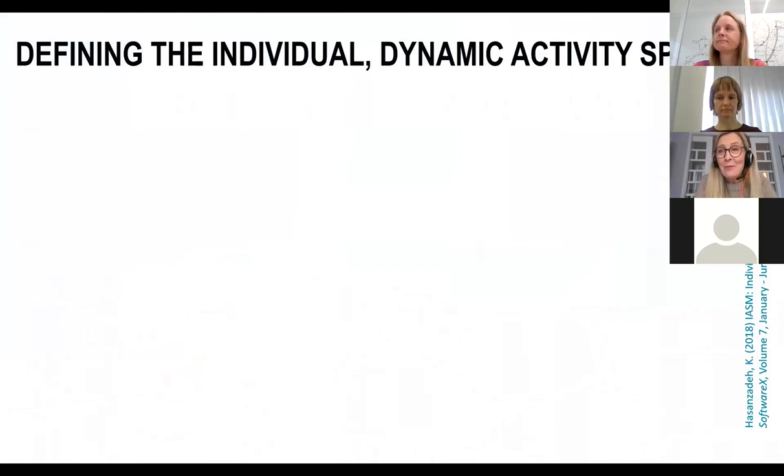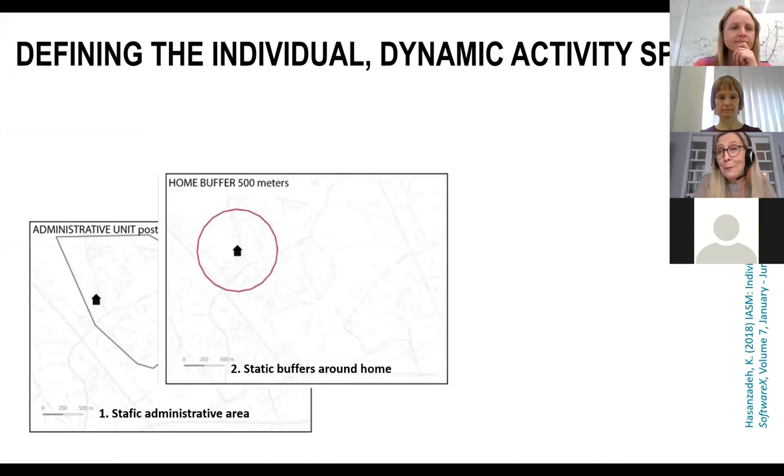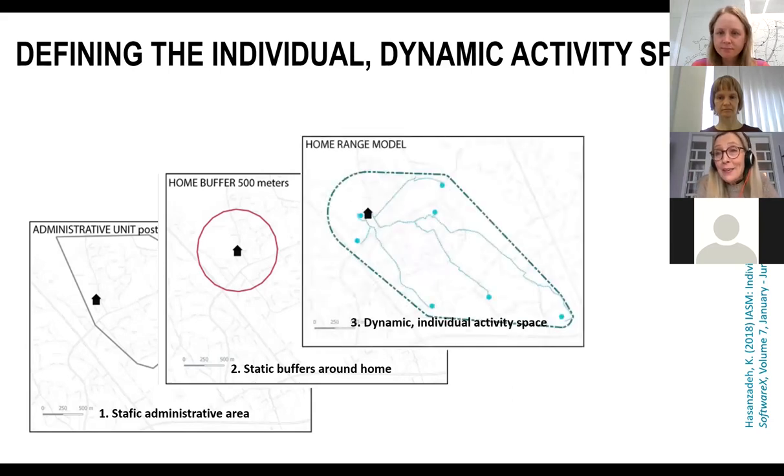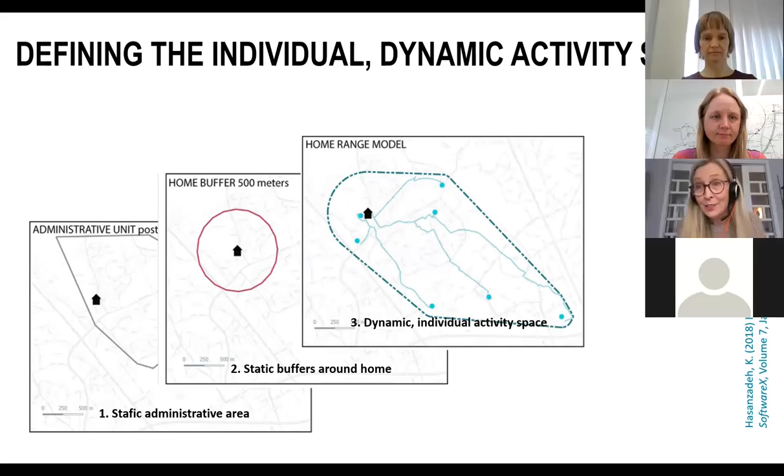For example, when you are studying human behavior in different settings, and you are interested in the health impacts related to certain settings, you are no longer stuck in studying people living in certain postcode areas or other administrative areas. You can buffer each person's home and study the immediate surroundings of that person. But you don't even have to stay here. You can more dynamically define individual activity spaces where the sizes and orientations of the activity spaces vary. Of course, we all use our settings differently.